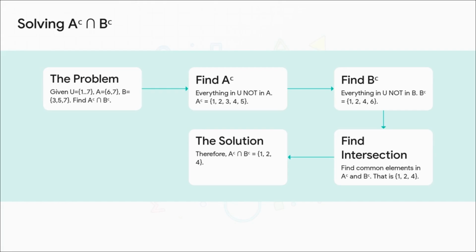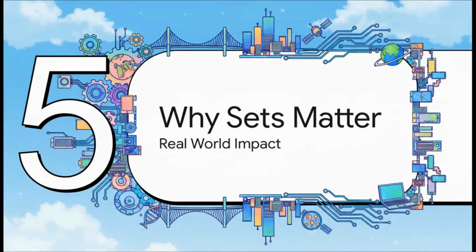The last step is to just use our first tool, find the intersection. What's the overlap between those two new sets we just made? Let's see. 1 is in both, 2 is in both, and 4 is in both. And that's it. So our final answer is the set {1, 2, 4}. We did it.